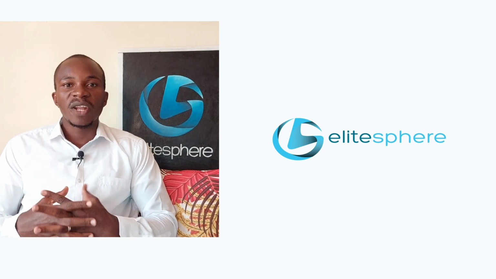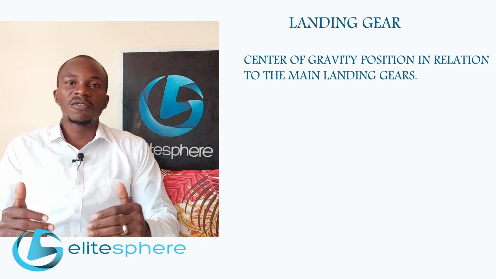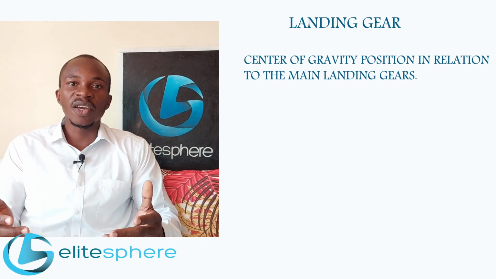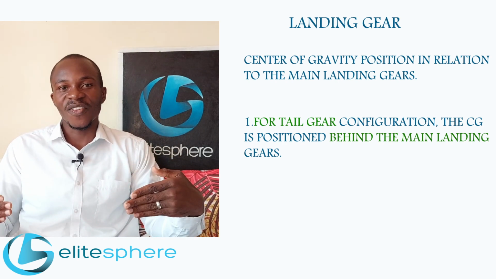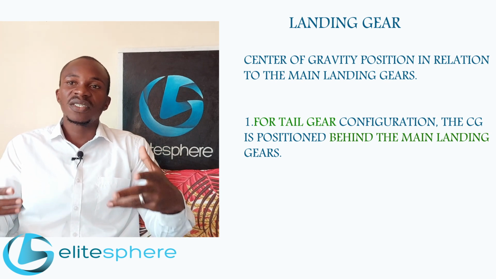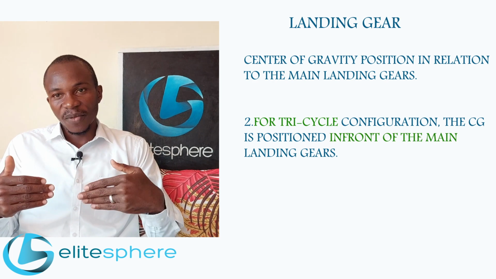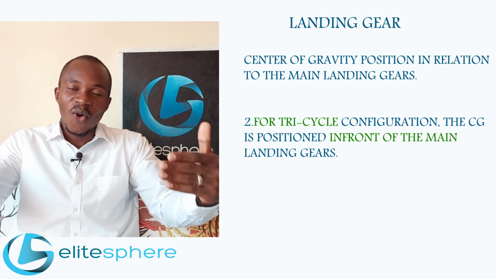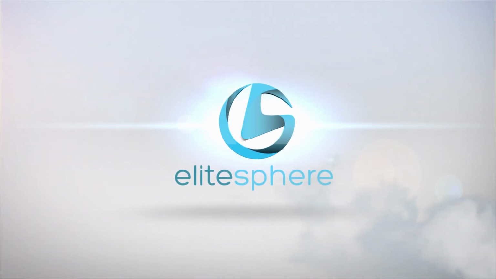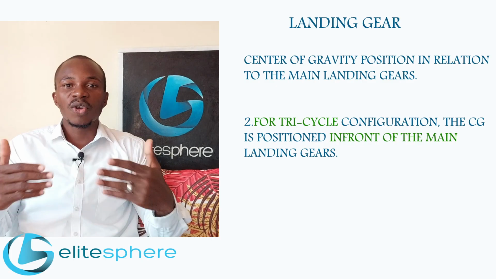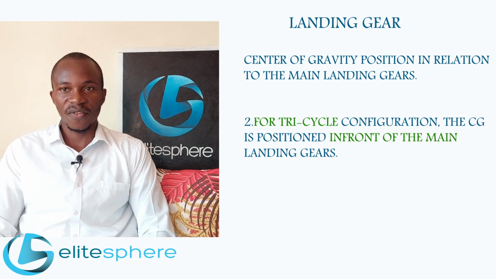The choice of a certain type of landing gear is determined by the position of the center of gravity. For those aircraft with a tail gear type landing gear configuration, the center of gravity is positioned behind the main landing gears. For those aircraft with a tricycle type landing gear configuration, the center of gravity is positioned in front of the main landing gear. The location of the center of gravity influences the division of the weight over the landing gears.